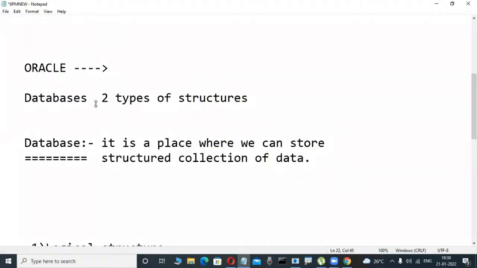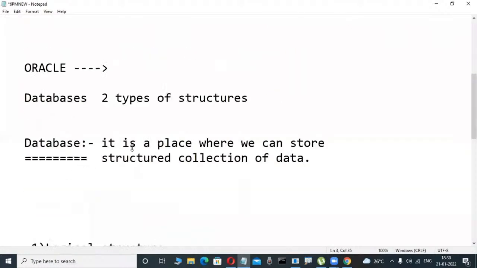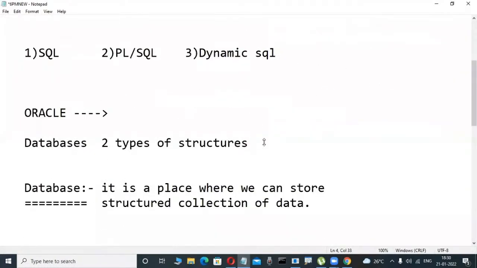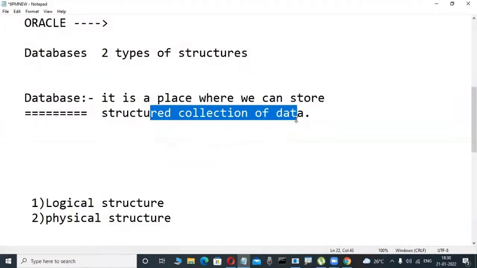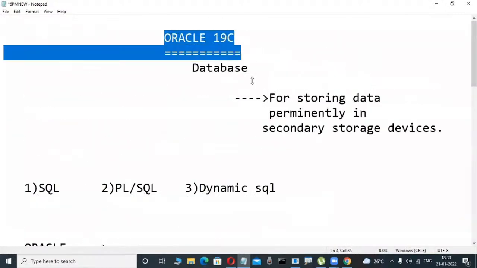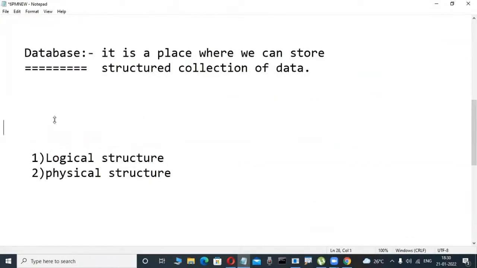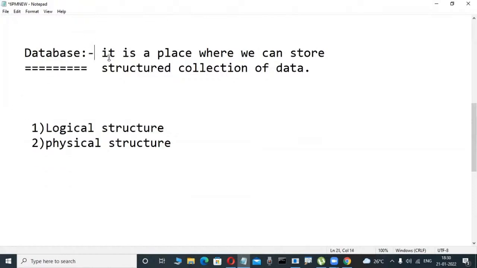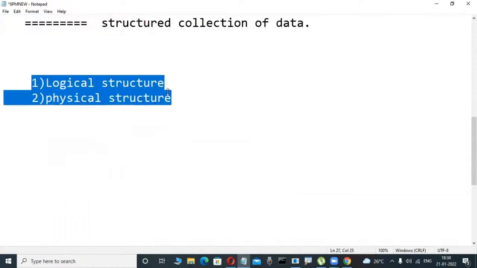Okay, observe here. Actually, whenever we are installing this type of Oracle or relational database software, what is a database actually? It is a place. Whenever we install this type of software, automatically some place is reserved in the hard disk. In that place only we can store a structured collection of data. Okay, fine. But whenever we are installing these types of software, two types of structures are there. One is the logical structure. Another one is the physical structure. This definition I am not explaining today. You will understand it one of these days. Now observe it. First, two types of structures are there.